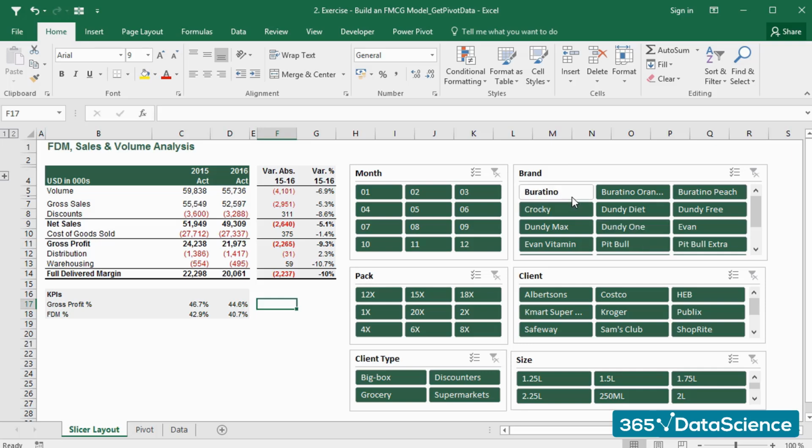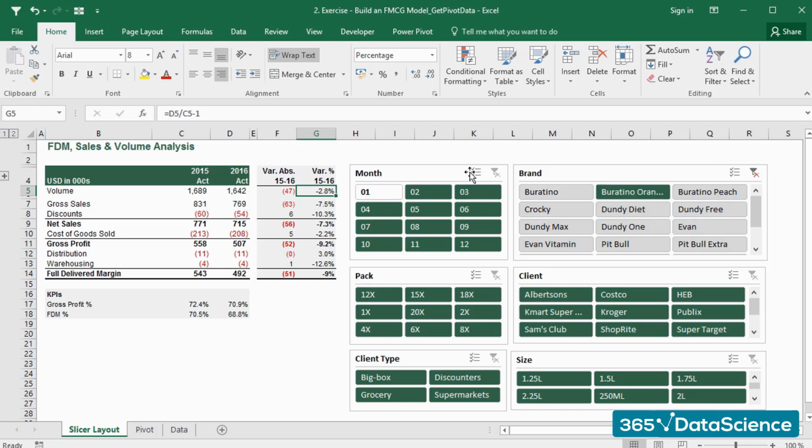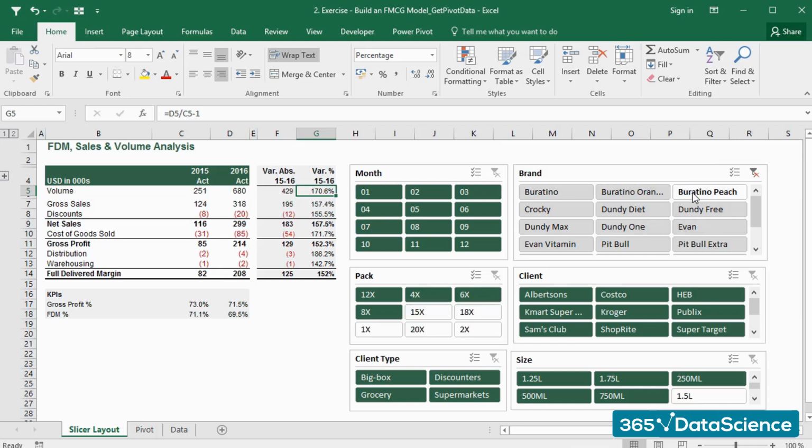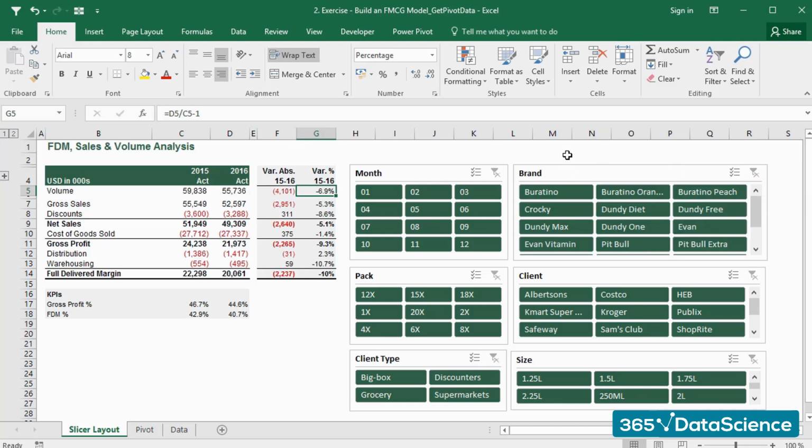Okay, the first brand in the list decreased by 30%. The next one, which is Buratino Orange, decreased by 3%. Then we have Buratino Peach, which grew massively by 170%. Crocky grew too, plus 10%, and so on. You can see how easy it is to find the top and worst performing brands.